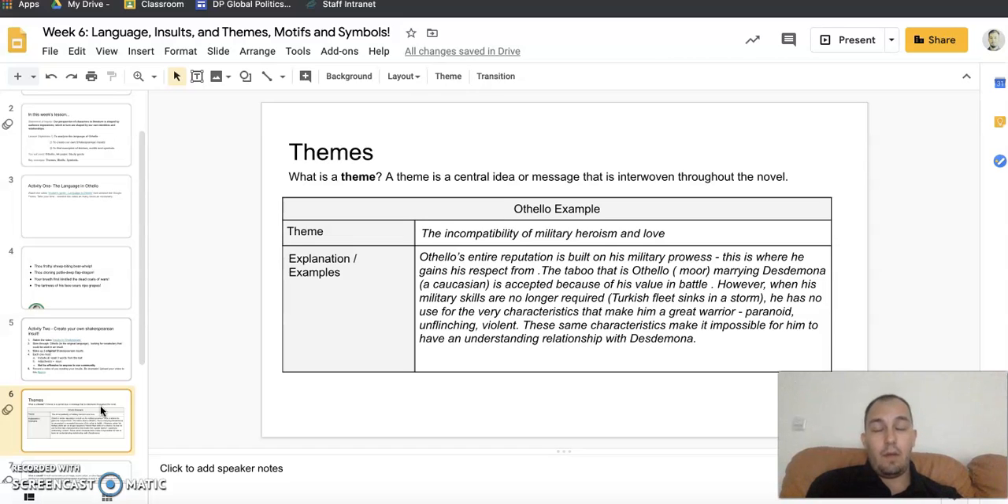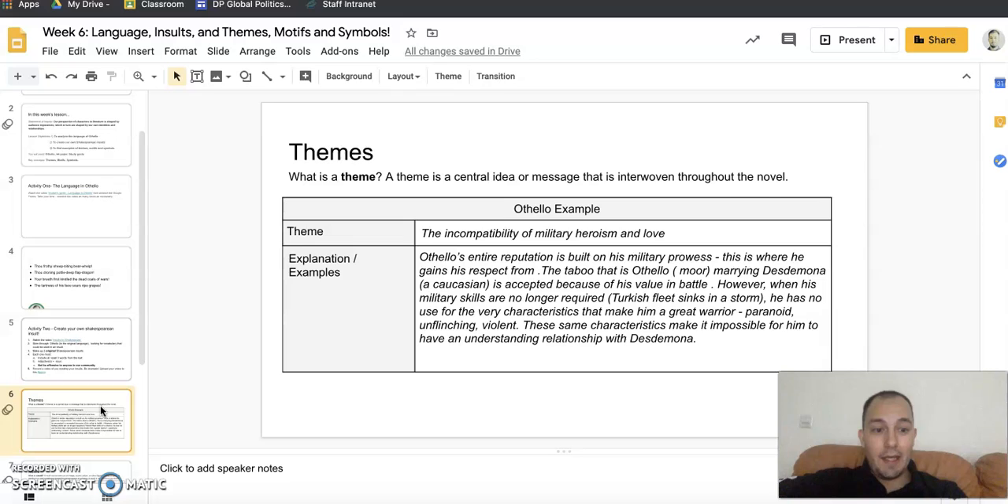And if we think of, especially in Act 1, when the Duke is referring to Othello, he's a man who's seen as full of virtue, full of honor. And the fact that there's this sort of taboo that this Moor is marrying Desdemona, who's a Caucasian, is sort of accepted because of his value on the battlefield.